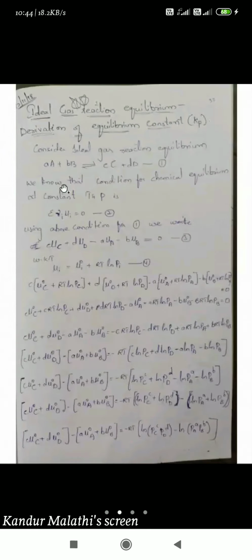Then we came across the derivation of the equilibrium constant Kp for an ideal gas reaction equilibrium. We considered a general ideal gas reaction and applied the chemical equilibrium condition to it. Then we used the chemical potential of an ideal gas. Using those equations, finally we get delta G naught equal to minus RT ln Kp. This gives an expression for the equilibrium constant Kp.